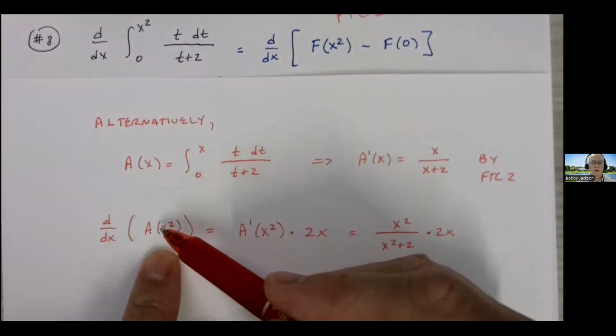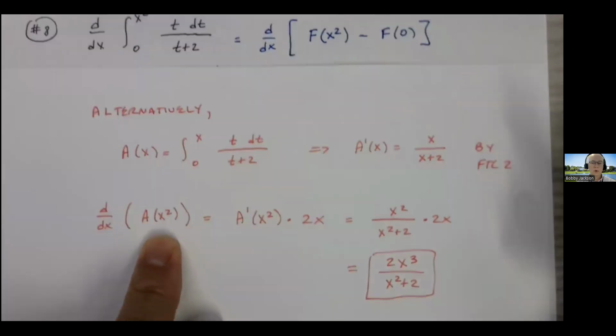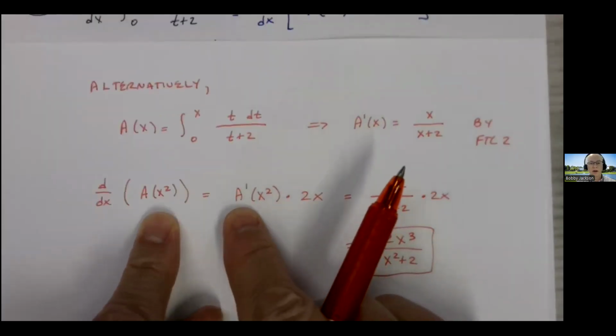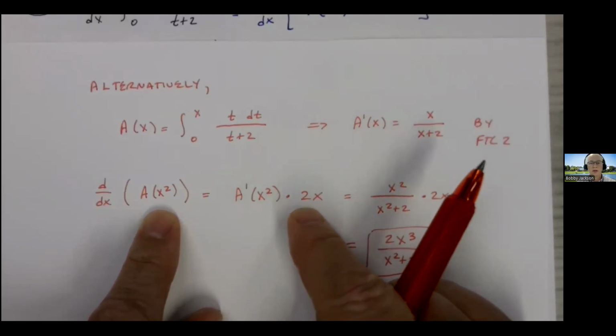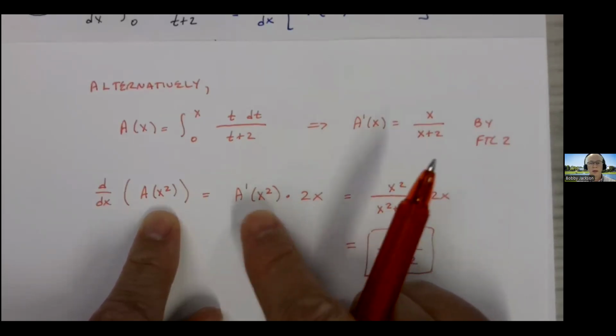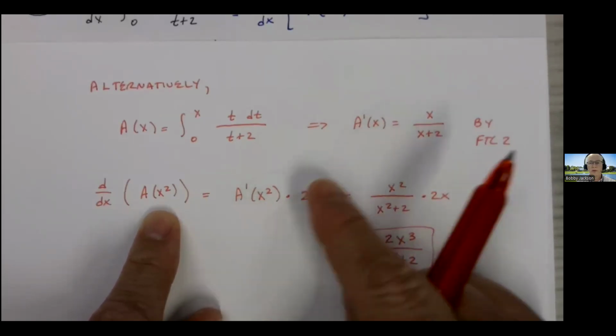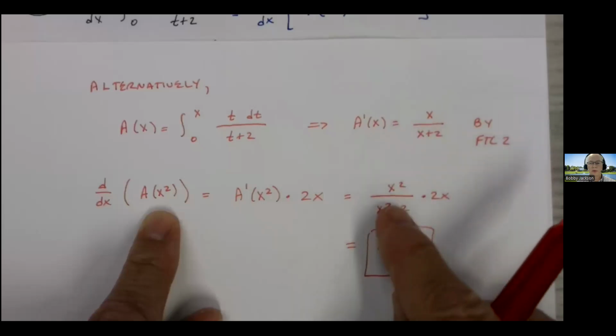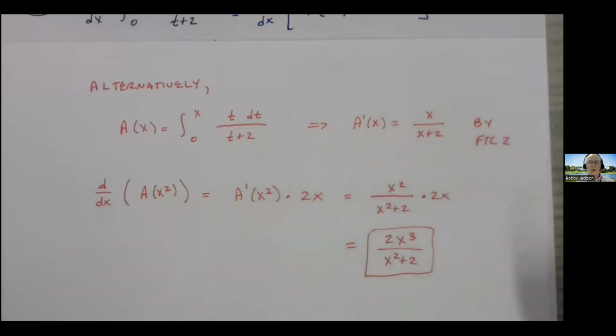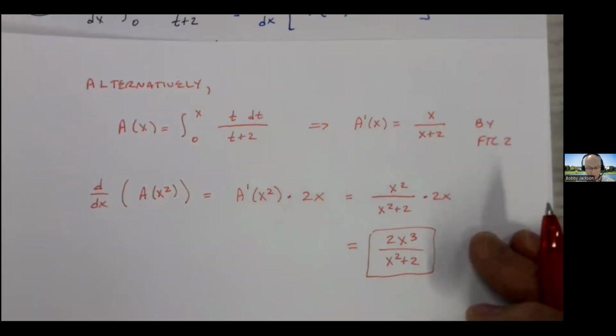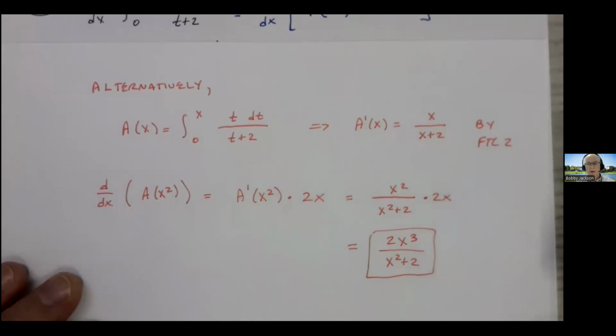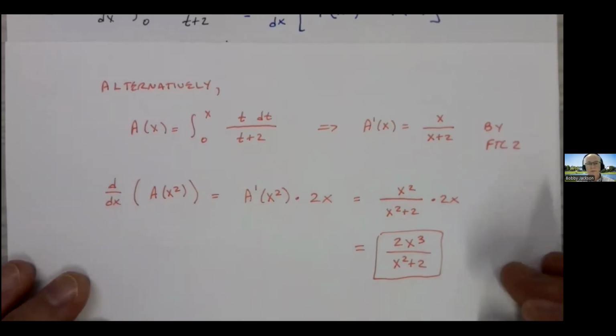So we're really taking the derivative of A of x squared. Chain rule: derivative of the outer function A, evaluate the inner, times the derivative of the inner function. Capital A prime of x squared. We know A prime of x is this. Replace x with x squared. Very similar to what we had previously. So really the same thing, but essentially we're using the fundamental theorem of calculus part 2.